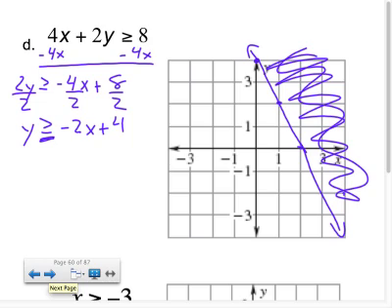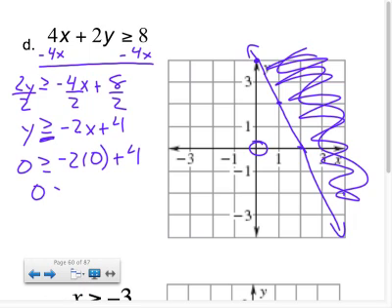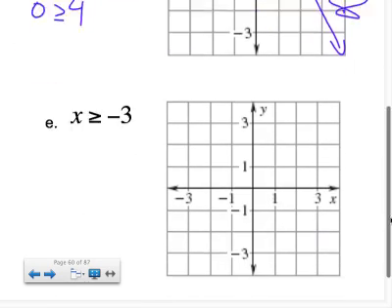And again, if you don't like that, pick the point (0, 0). All right, plug it in. 0 greater than negative 2 times 0 plus 4. 0 is greater than, that's just 0. So 0 is greater than or equal to 4. That's a false statement. Therefore, you shade the whole region opposite of where (0, 0) is. Either method's going to get you the same spot.